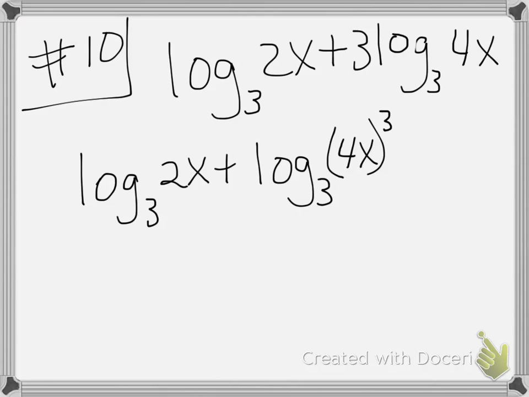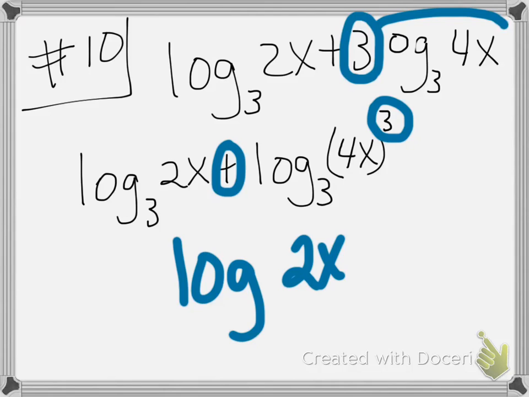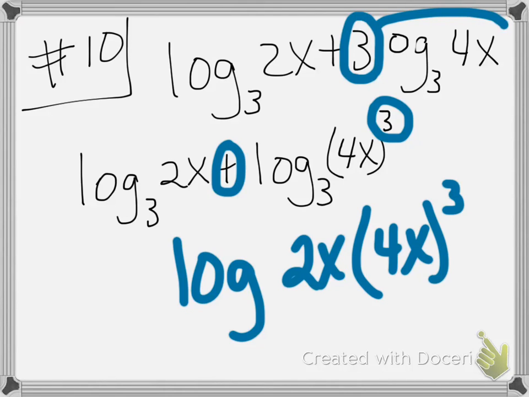Number 10, now we're condensing this. We're trying to bring it back. So the very first thing you have to look for when you're condensing is a coefficient. If I have a coefficient, it's going to move over here to become the power. So I've moved the 3 to be the power, so it's 4x to the third power. Now what does addition become? Addition becomes multiplication. Now I'm down to 1 logarithm, and I'm going to keep the base.